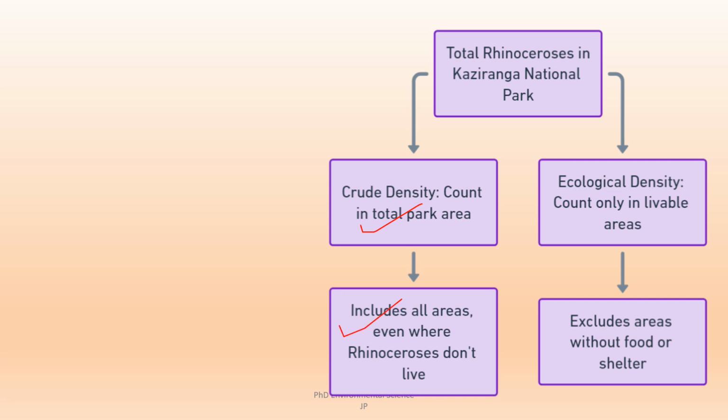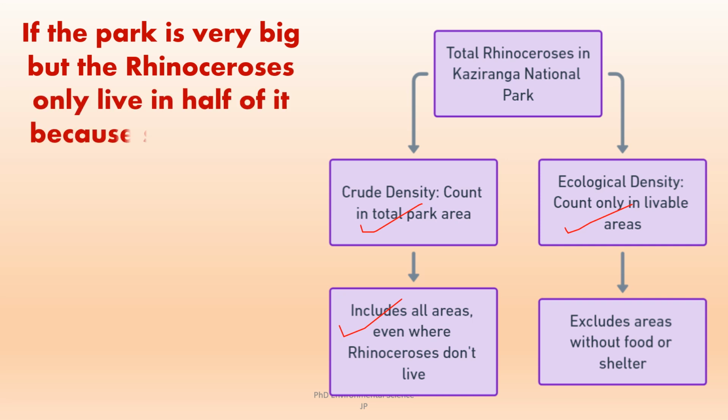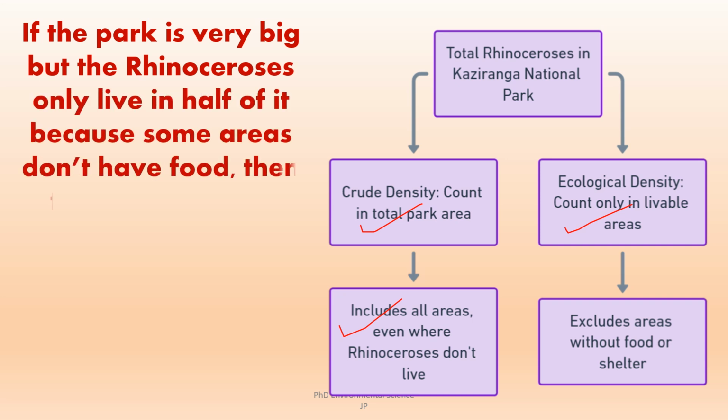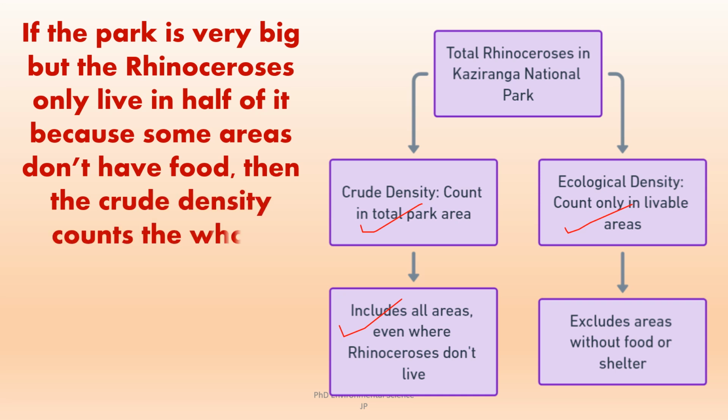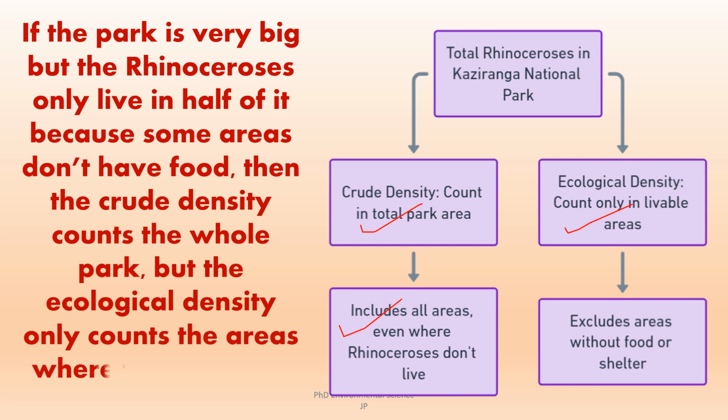And ecological density is more specific. Not every part of the park is perfect for the rhinoceros. Maybe they avoid areas with no food or shelter, so we only count the rhinoceros in the areas where they actually live. This gives us the ecological density, meaning how many live in the space they actually use. So if the park is very big, but the rhinoceros live only in half of it because some areas don't have food, then the crude density counts the whole park, but the ecological density only counts the areas where they actually live.